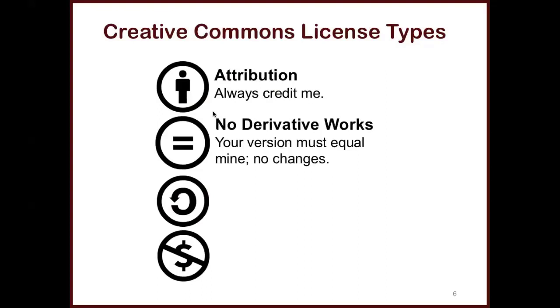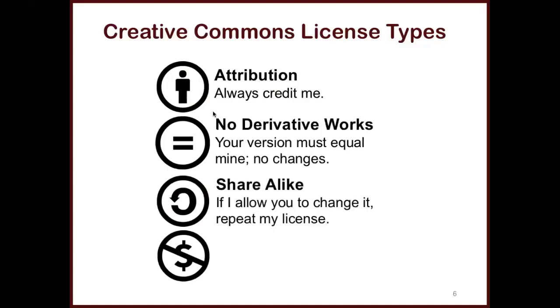So if you think back to the 5 R's I talked about, if you can't make changes, that means that if it's no derivative, you can't revise it and you cannot remix it. So by definition, if something has this license attached to it, that means that it is not open because you don't have the ability to do 2 of the 5 R's. You can't remix it and you can't revise it.